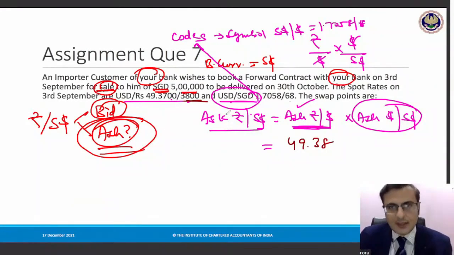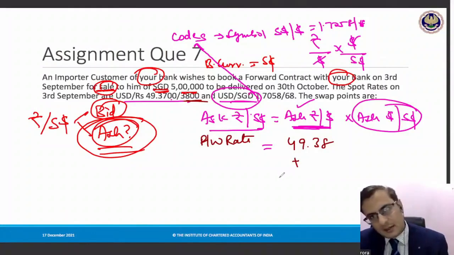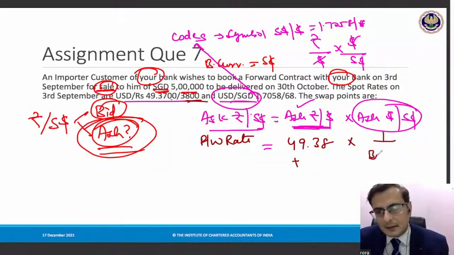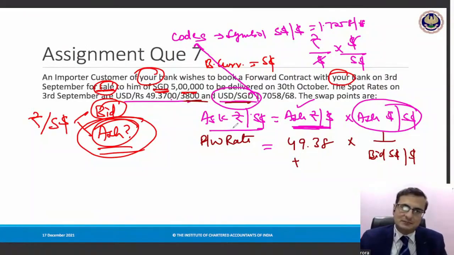Ask rate. Okay. But we need the forward rate. So how do we make the forward rate? By adding the premium to this. Premium is given. Direct quote is given. We'll have to add this. And this becomes 1 by bid Singapore dollars per dollar. Clear? I changed it, because this is how the question has been framed. This is the code which is given in the exam. You have to check that. Okay? Clear?